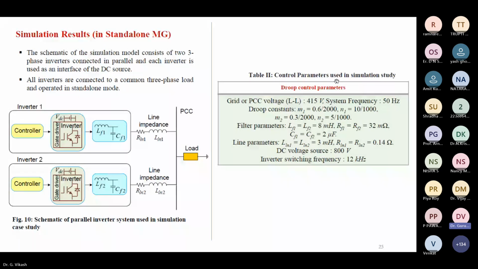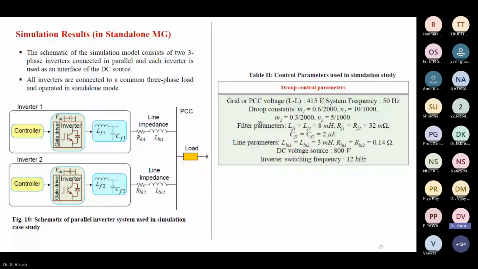Simulation results in a standalone microgrid. Here the schematic of the parallel inverter system is shown in figure 10. In this case, we have considered two inverters operated in parallel and in standalone mode, not connected to the grid. And table 2 shows the control parameters used in the simulation study.